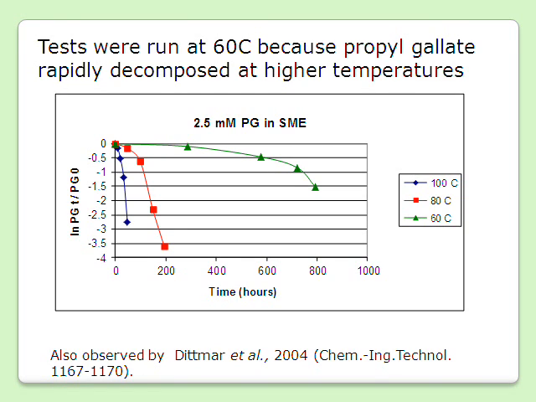Dittmar also wrote a paper a few years ago in which he pointed the same thing out, that certain classes of antioxidants rapidly break down at Rancimat temperatures, and his paper is actually called The Limitations of the Rancimat Method. That's the reason he gives.